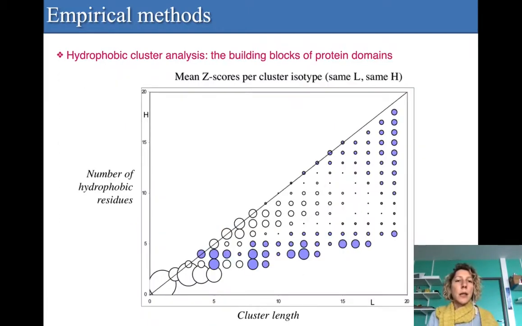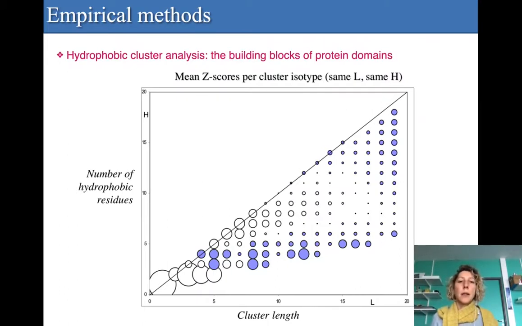Okay, so you can see these clusters as the building blocks of protein domains, because they represent secondary structures. So here you have typically an analysis of the cluster length according to the number of hydrophobic residues, and you have a very good correlation. So on the diagonal, you see those that are perfectly correlated. And what you can see is that you don't have anything on the top left corner, meaning that you cannot have very small clusters with a lot of hydrophobic residues, but that's something expected.